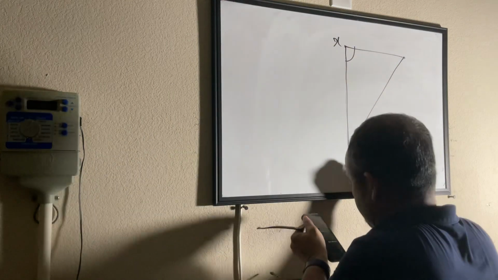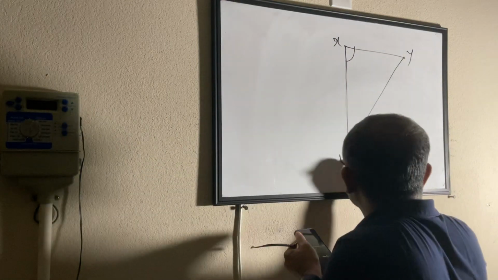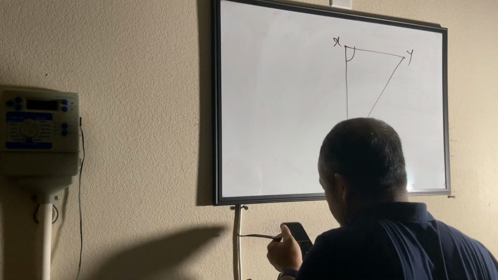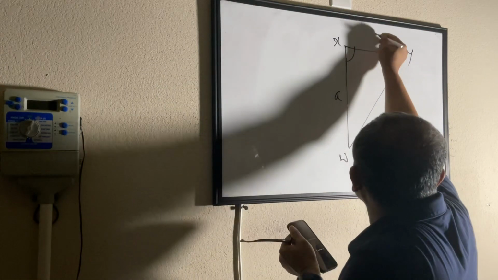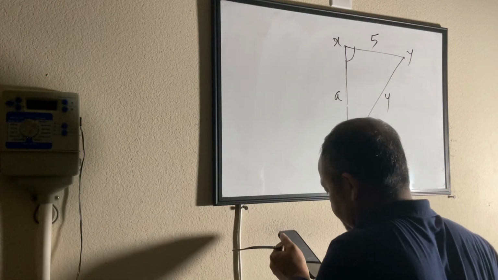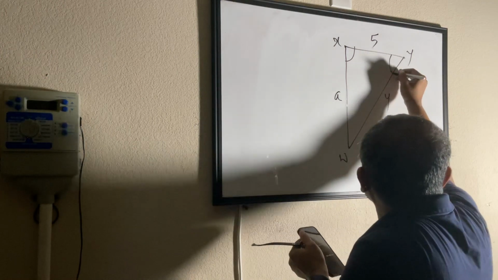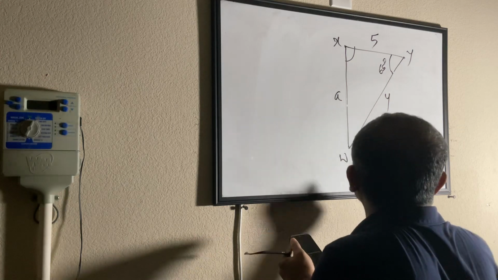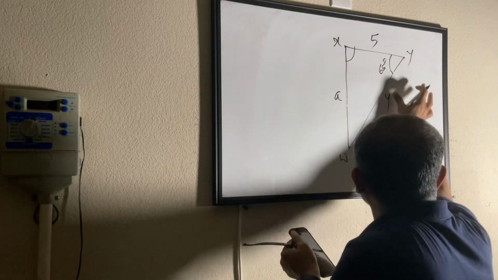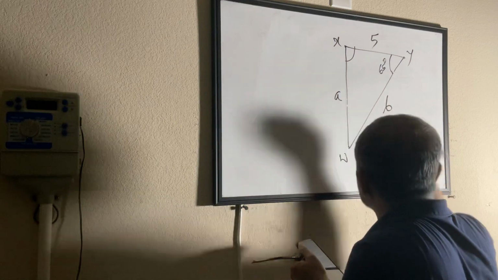This is X, Y, W. This is the name of the table, okay? Like you guys know my name, I know your name. This is the name of this table. This is A and this is B.